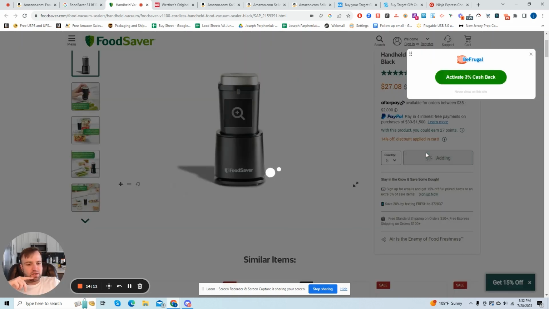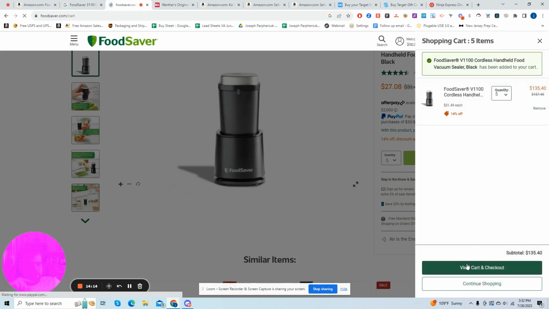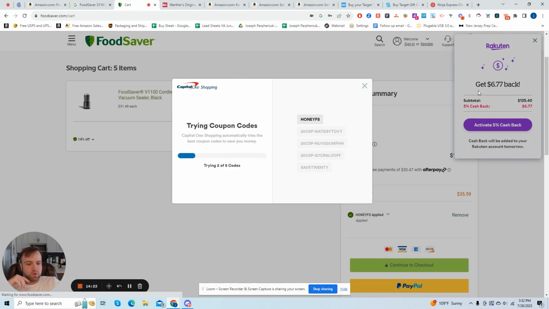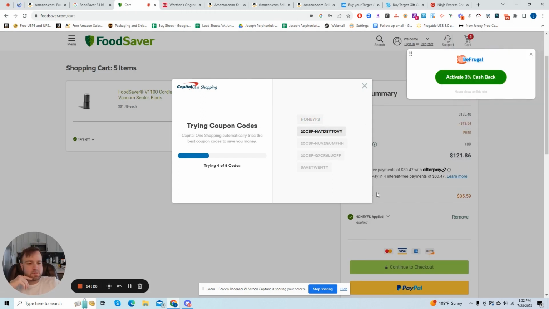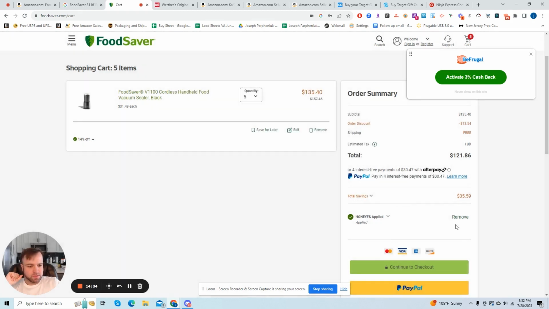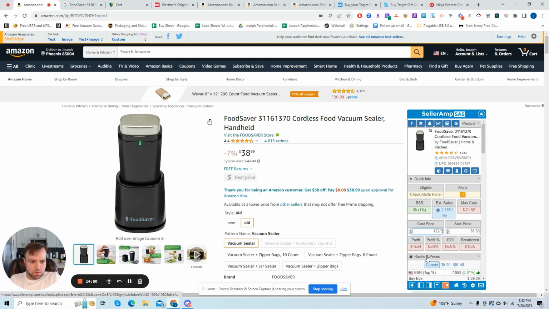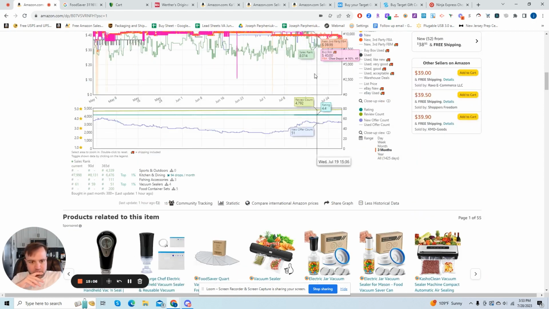So let's see if we add like 5 to the cart. And let's try a couple of codes, see if any of them work to get a little extra. Looks like it took off another 10%. Oh no, it says you have the best price. 122 divided by 5. And then we take out the prep fee. You turn that to minus. So that is 22.